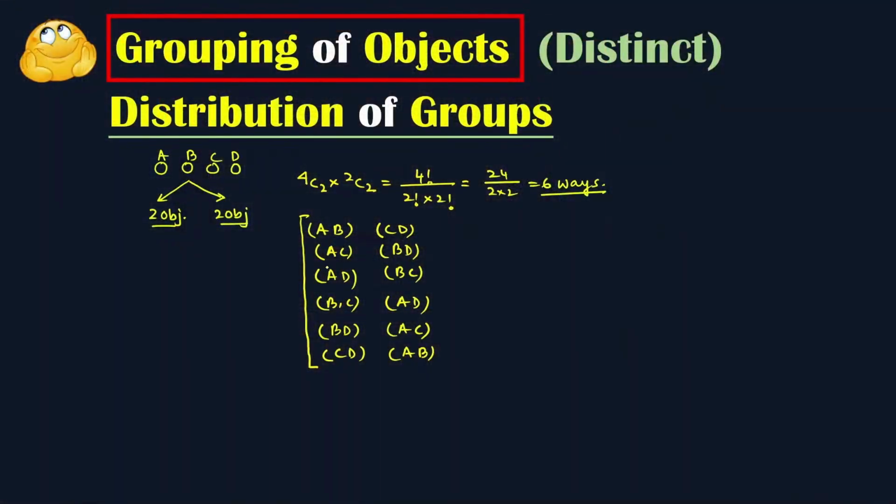Now you can ask me, sir, then where are we wrong? We are correct. I will say, please see these groups minutely. You will find that there are some repetitions already involved in this number of ways. You have formed 2 groups A, B and C, D. You see, we have also formed another group which is C, D and A, B. But does it have any significance to us?